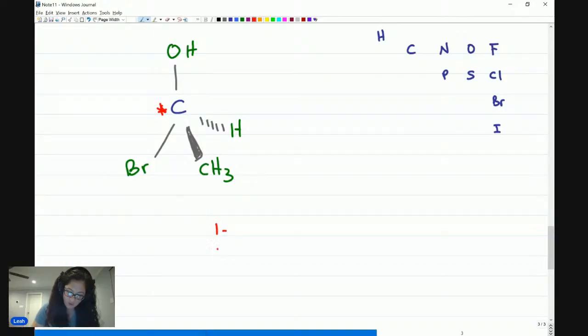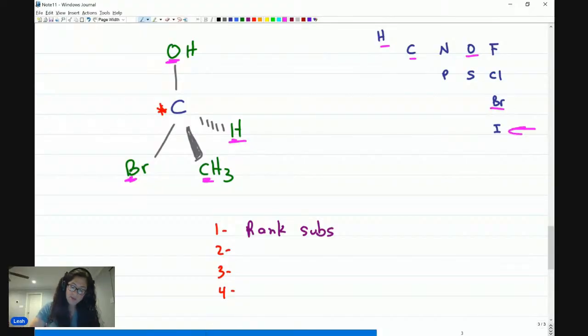We'll take 4 simple steps that I promise are much easier than any craziness your professor may or may not have thought to tell you. Step number 1, you're going to rank your substituents from 1 to 4. 1 is the highest priority. In this case, I have oxygen, hydrogen, carbon, and bromine.